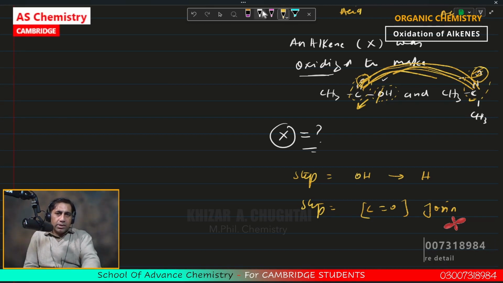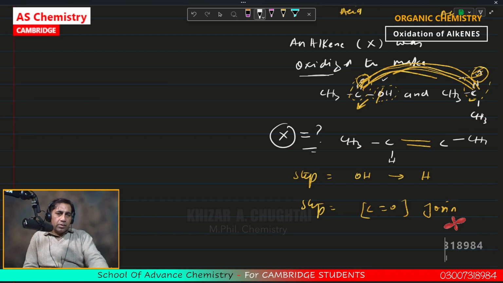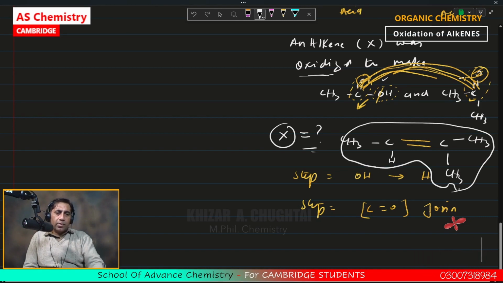So what is the answer? The answer will be CH3, this one C, here this is only H, here this is a double bond. This is the new double bond formed. What about this one? This carbon, one side is having CH3, the other side is also having CH3. So this is the formula of alkene X.